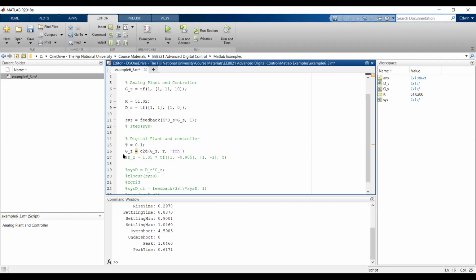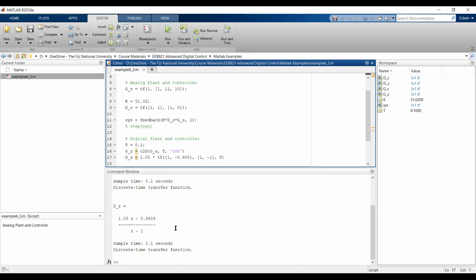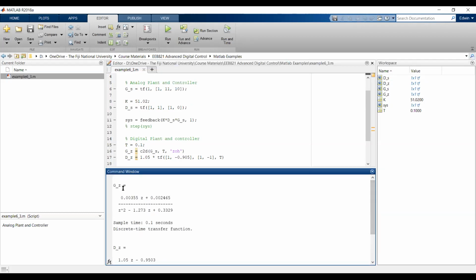And the other is the controller. For the controller, I just write the transfer function, which I got using the bilinear transformation equations. Let me just run this and show you the equations for the plant and the controller. So the plant is 0.00355 Z plus this divided by that. So this is equivalent to what we got in our notes. If you multiply the constant in our notes with the Z and the constant terms here, you will get exactly this.